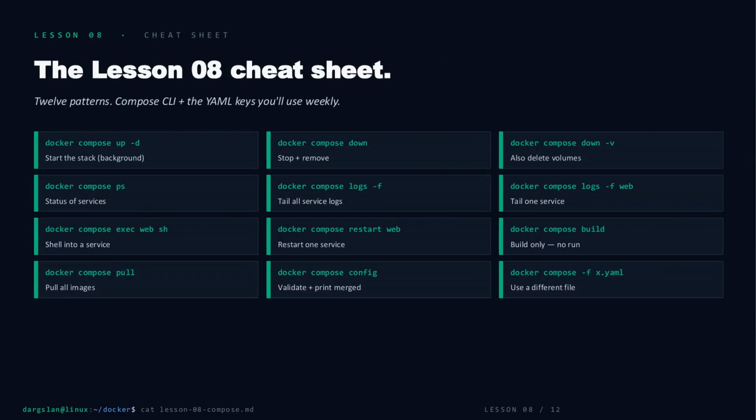And here's the whole lesson on one screen, 12 patterns worth pinning above your desk. The top row is your daily loop. Up -d to start, down to stop, add -v when you actually want the volumes gone. Below that, the inspection trio: ps, logs -f, and logs -f web for a single service. Then the surgical tools: shell in with exec, restart just one service, rebuild without running. And when something feels off, docker compose config shows you the merged truth before you ship.